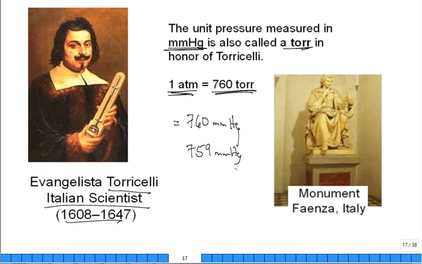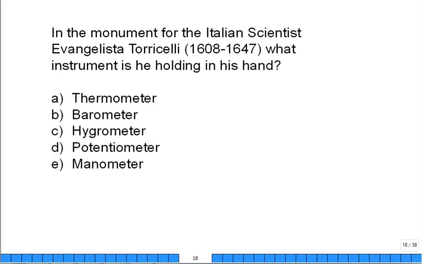Here's a picture of him. What do you think he has in his hand right there? There's a statue of him. What do you think he has in his hand right there? Well, Professor, I'm glad you asked. We have 30 seconds. In the monument of the Italian scientist Evangelista Torricelli, I think I butchered his name, what instrument is he holding in his hand? Thermometer, barometer, hygrometer, potentiometer, or manometer?